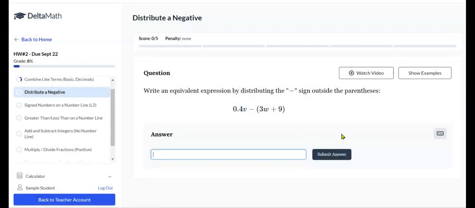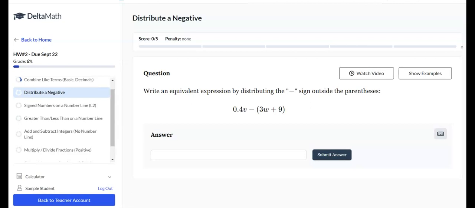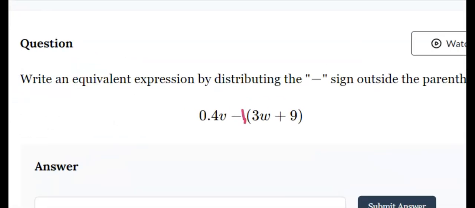Distributing a negative. So anytime you have a negative or looks like a subtraction sign outside of a parentheses, there's actually a 1 in front of it. And that's the number that you are going to distribute. And a negative 1 is going to multiply by each of those terms inside the parentheses here. This is going to remain the same.